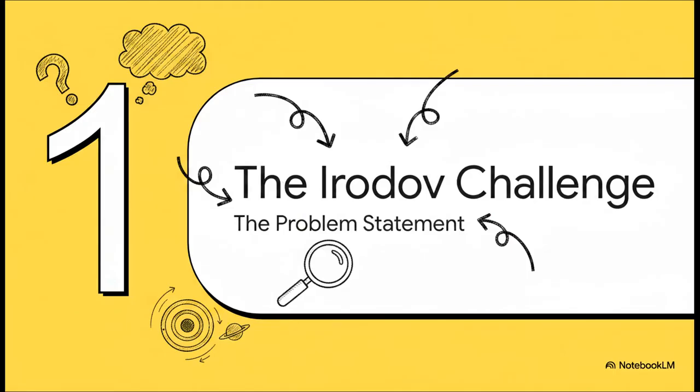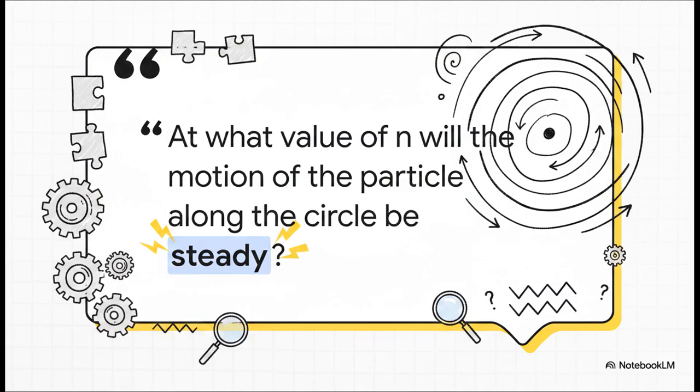Okay, first things first. Before you can solve any problem, you have to really understand what it's asking. So let's take a look at the exact wording from the book. It says a particle moves in a plane under the action of a force, which is always perpendicular to the particle's velocity. And that force depends on distance as 1 over r to the n. The big question is, for what value of n is the motion in a circle steady?